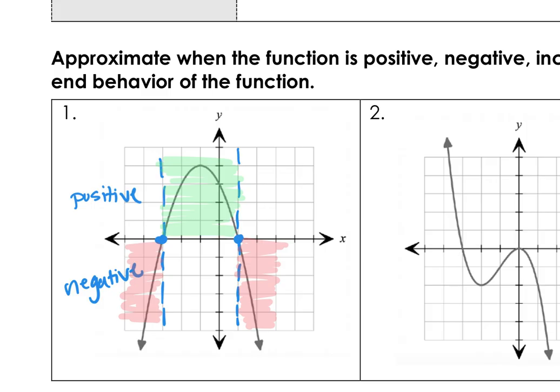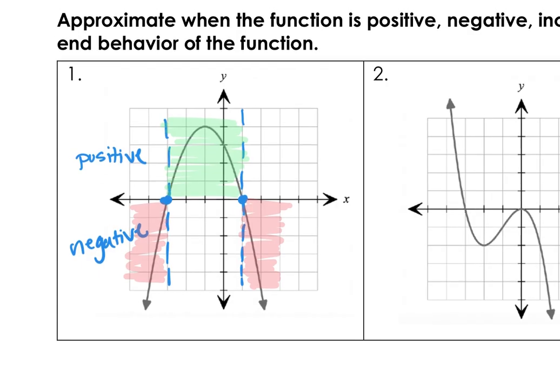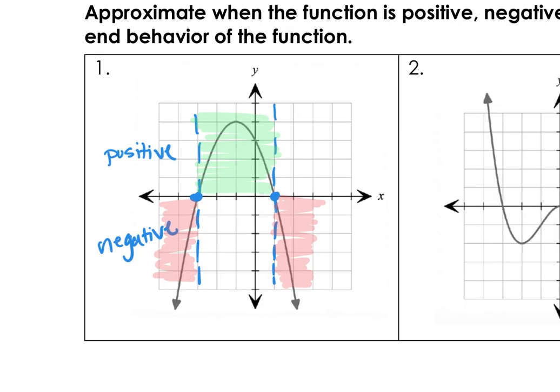Okay? So again, it was positive in between -3 and 1. So if I was at -3 and at 1, it's at sea level. It's at 0. It's neither positive or negative. So they're not going to be included ever. All right? And then it's negative in two different spots.